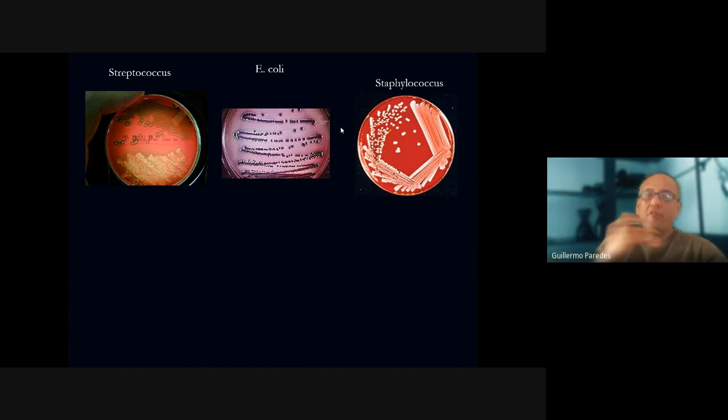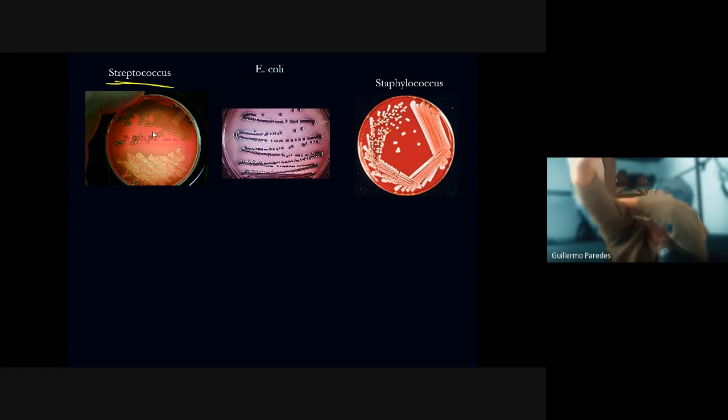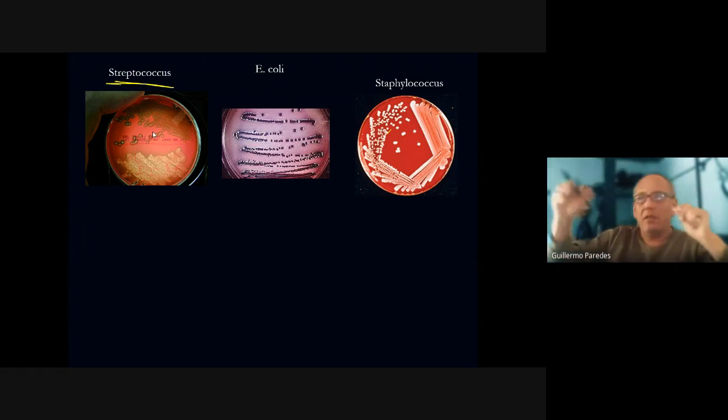All right, so then here we have the streptococcus. Somebody heard about the strep throat? All right, streptococcus. So can you see the bacteria here? No, you cannot see the bacteria, you see the colony. It's like you're coming from outer space and you see a city from the air, but you don't see the people. The city is the colony, right?